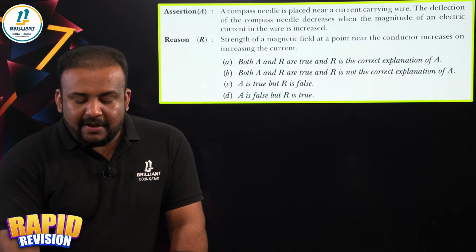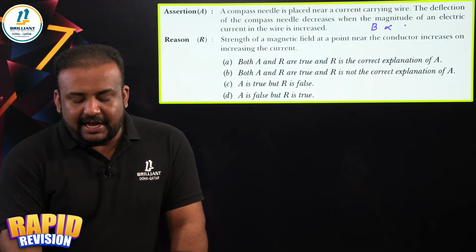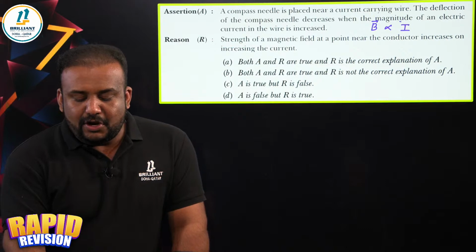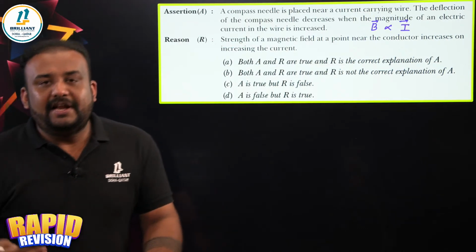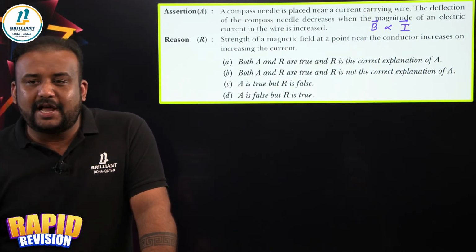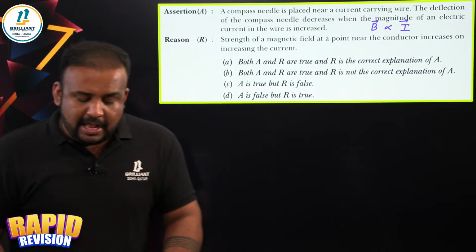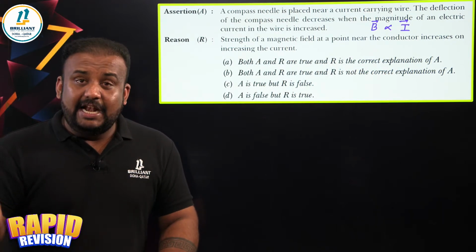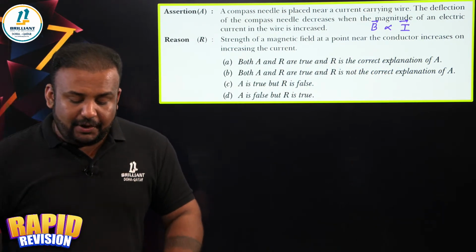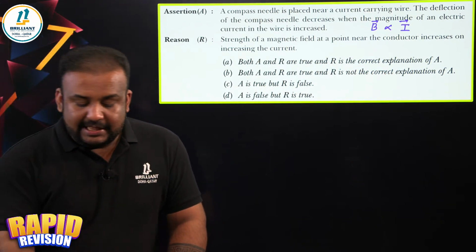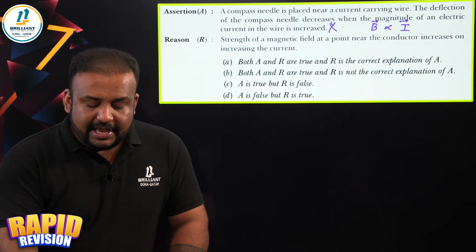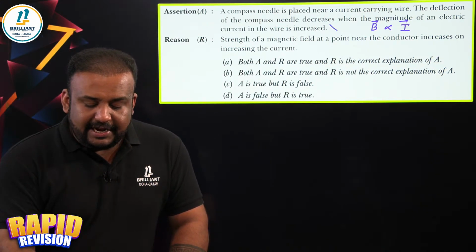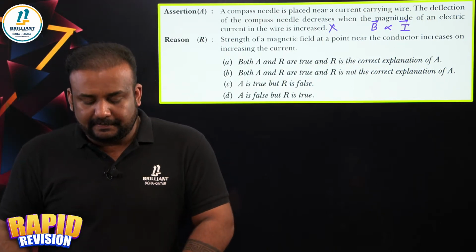You guys know that magnetic field intensity is directly proportional to current. Yes or no? The intensity of magnetic field is directly proportional to the current. That means more the current, more will be the magnetic field. So here it says the deflection of the compass needle decreases when the magnitude of the electric current is increased. That is false, because if the current is increased, then the deflection should also increase.